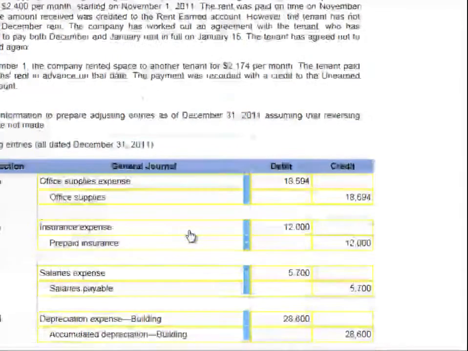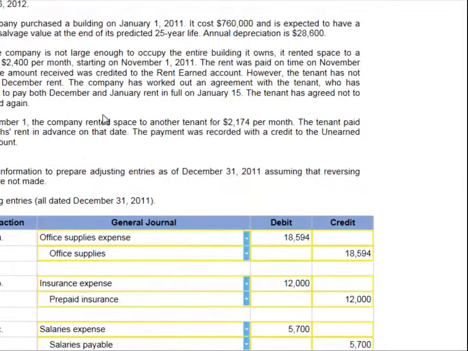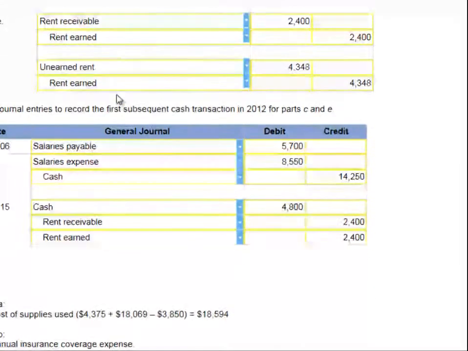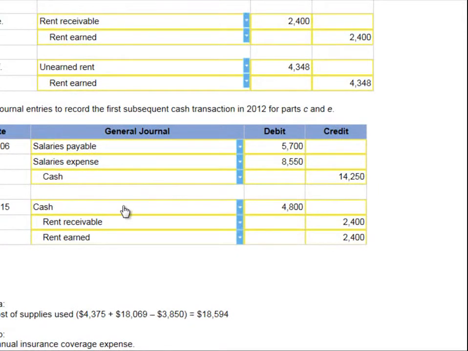Oh, I'm sorry, it was E. I'm looking at F. It was E. So we rented the space, it was paid on time. This is one where they fell behind. So they're going to pay both December and January rent in January. So we're going to receive 2 months, which is $4,800.